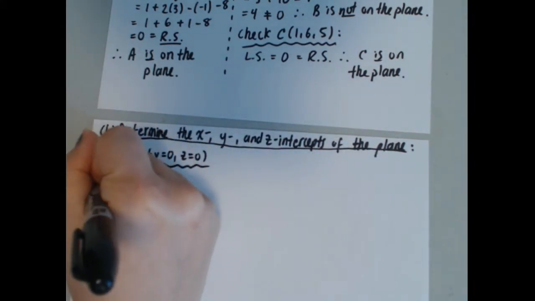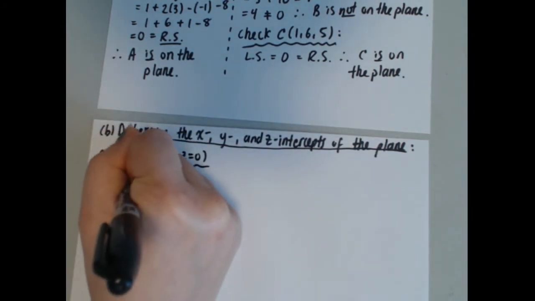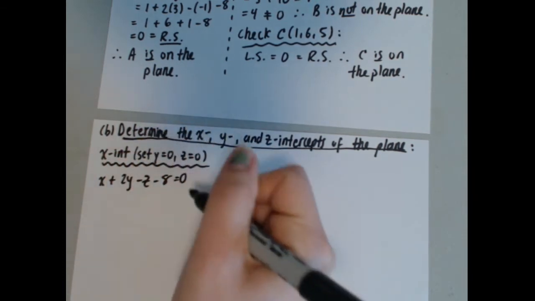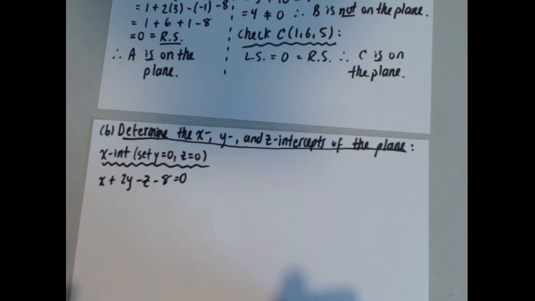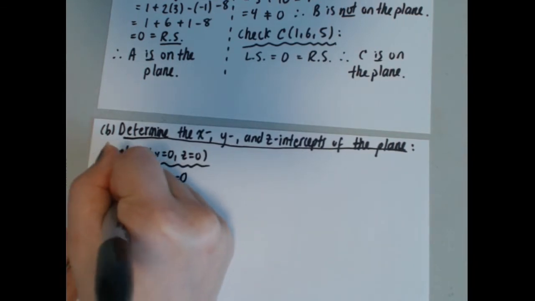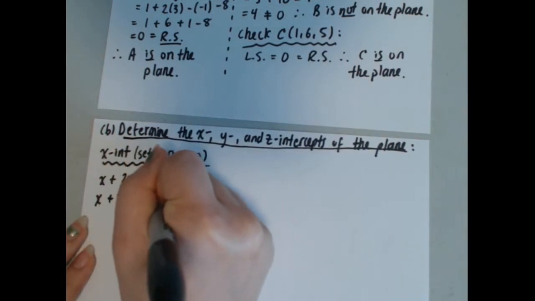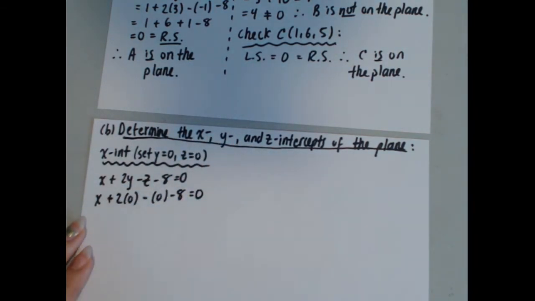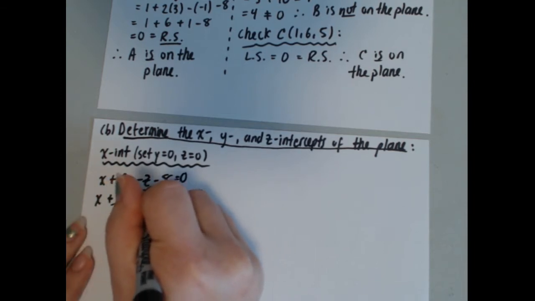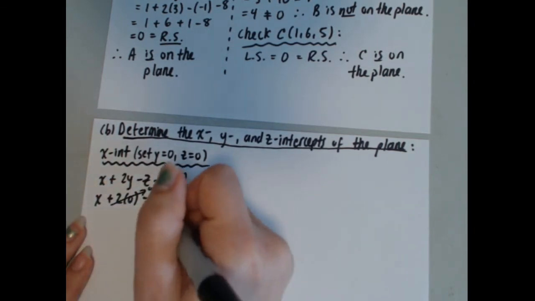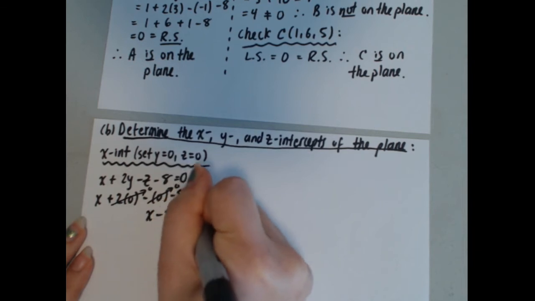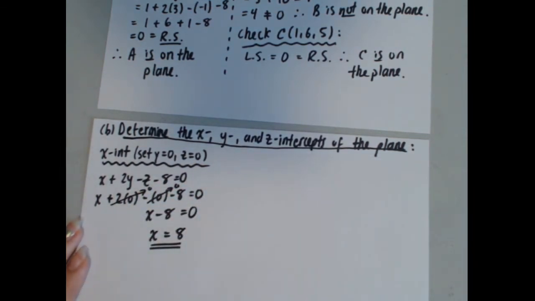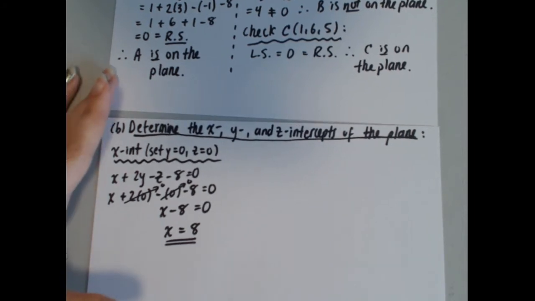Okay, so I have the equation of the plane. It's x plus 2y minus z minus 8 is equal to 0. So I just have to plug in y and z to be 0. So that's x plus 2 times 0 minus 0 minus 8 is equal to 0. So 2 times 0 is 0, so we have x minus 8 is equal to 0. X is equal to 8. So that's the x-intercept.